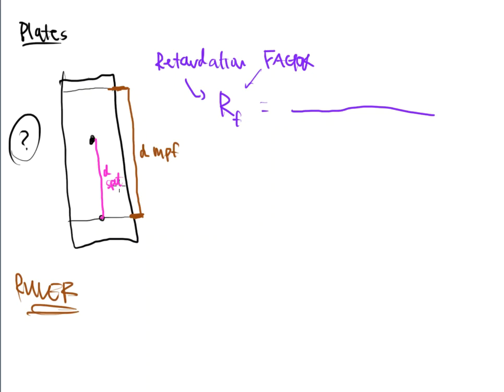Now, the question here that people have is, well, what do I do with my spot? Do I measure the center of the spot? Do I measure the top of the spot? Do I measure the bottom of the spot? Because that really is going to play a factor in what my retardation factor is going to be. And the answer here is it doesn't matter. You just want to be consistent. Be consistent with your measurements. So if you do the top one, do the top one every single time. If you do the bottom, every single time. If you do the center, every time.